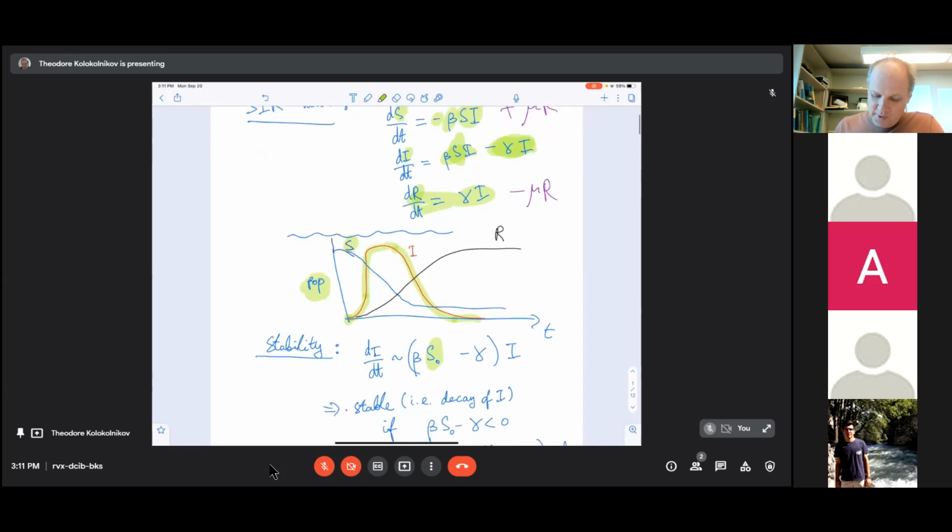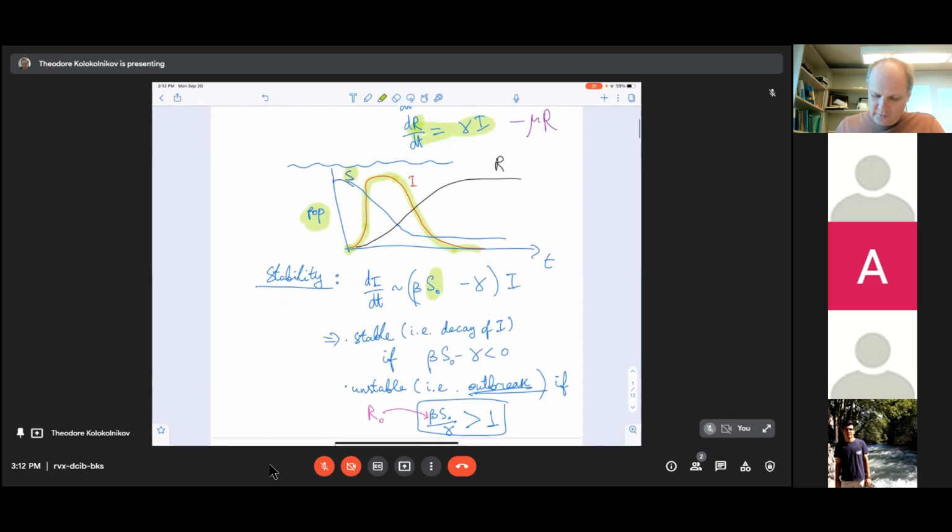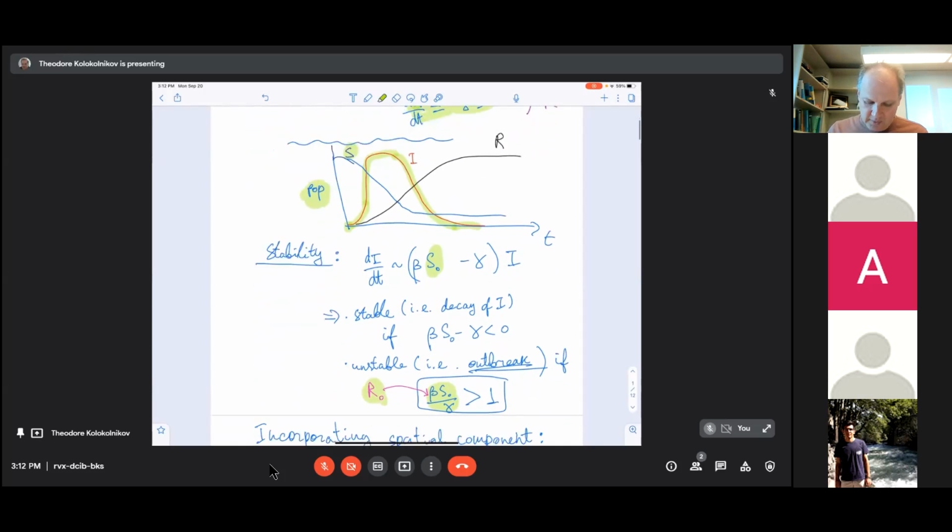So it's kind of a stability condition where this term in brackets is 0, and it's often written in this way here. So in other words, this beta S0 over gamma is often denoted by the reproduction number R0. If the R0 is bigger than 1, then you have an outbreak.